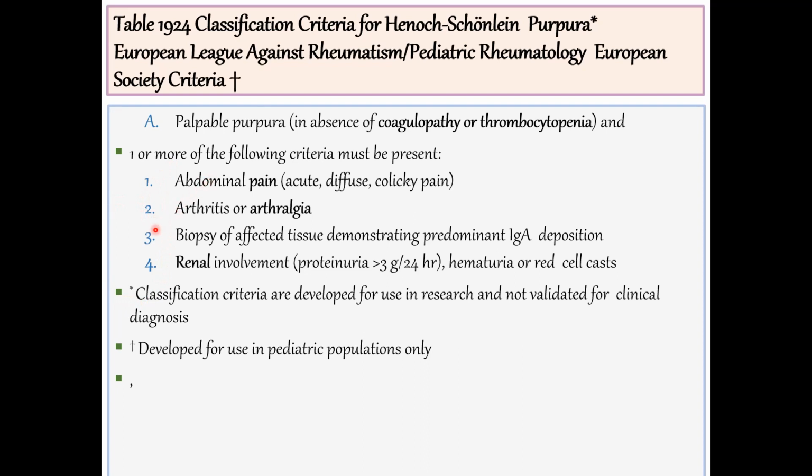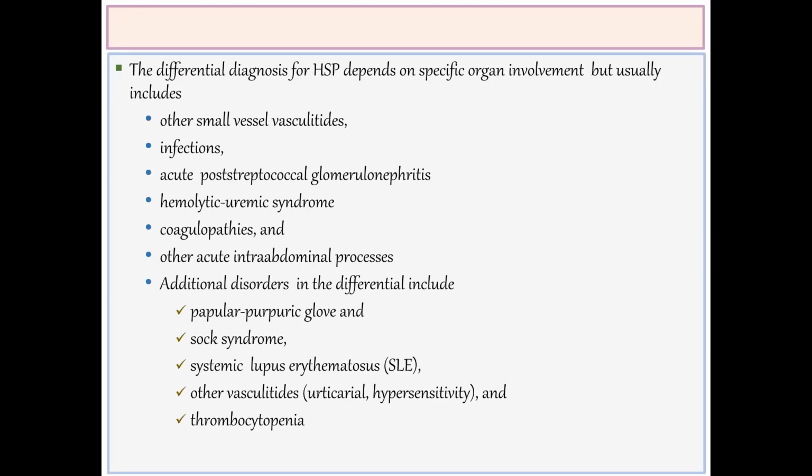2. Arthritis or arthralgia. 3. Biopsy of affected tissue demonstrating predominant IgA deposition. 4. Renal involvement, proteinuria greater than 3 g per 24 hours, hematuria or red cell casts. Classification criteria are developed for use in research and not validated for clinical diagnosis. Developed for use in pediatric populations only.